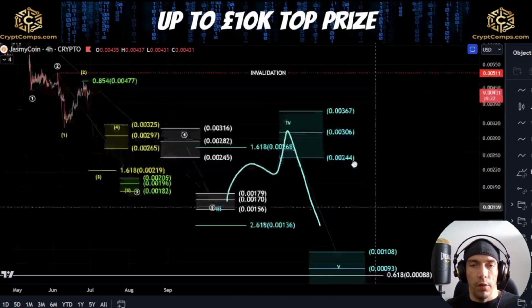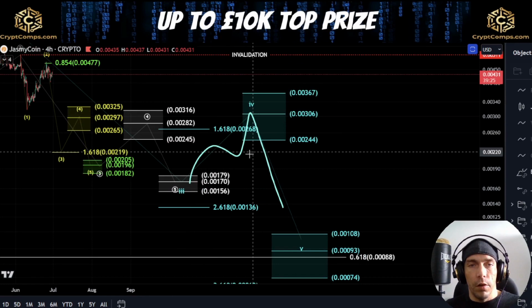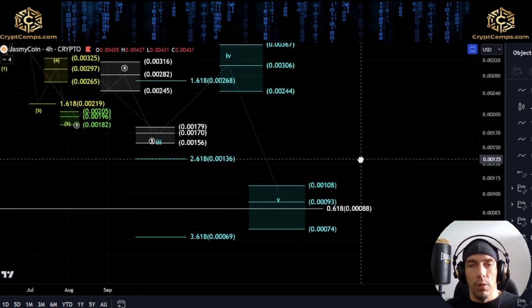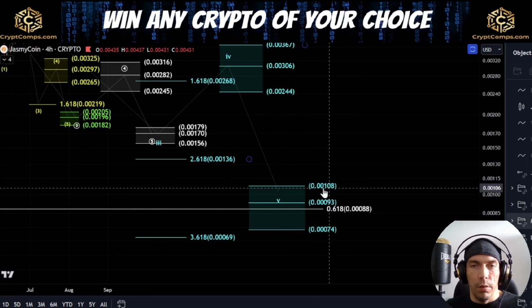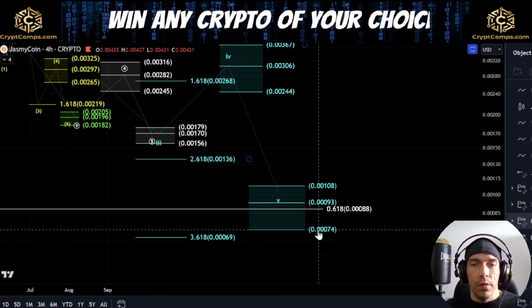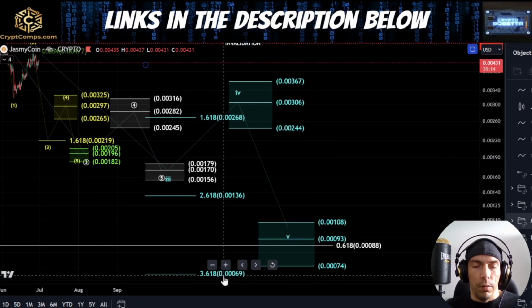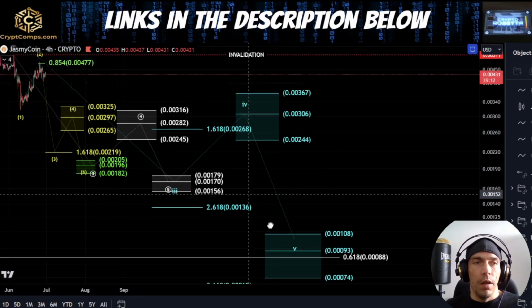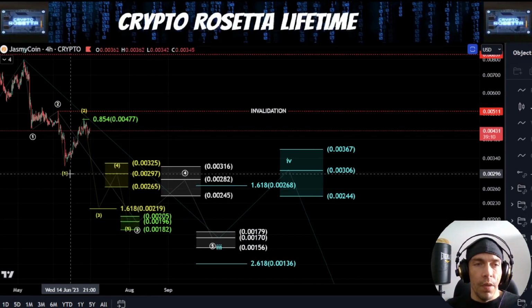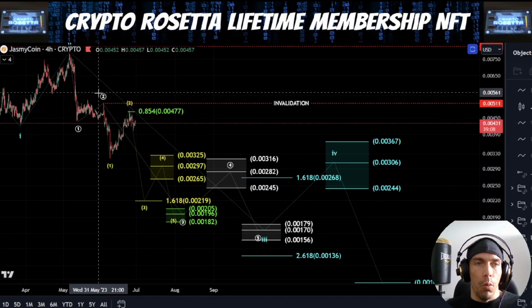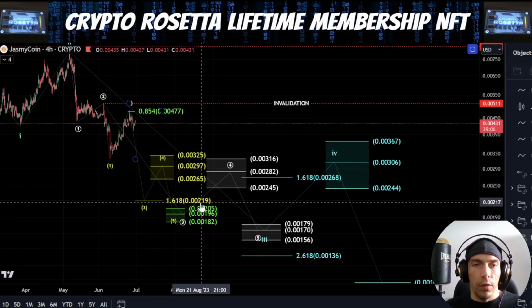towards this 136. Though, given the targets here, the actual place I would be looking for primarily would be lower down between this 108 and this 74 region. So that would be looking to potentially come down even further towards this 3.618. So this hasn't confirmed yet here. What I want to see for more confirmation of this is hitting this 219.